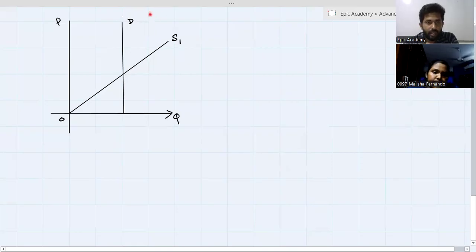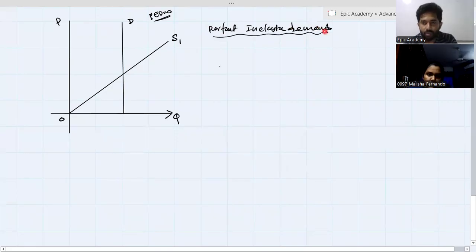We call it perfect inelastic demand. I mean, PED already becomes 0 at that point. Okay, we call it perfect inelastic. Perfect inelastic demand situation. So you know that at that point, the demand curve is a parallel line to the price axis. Okay. And then we are going to impose tax.